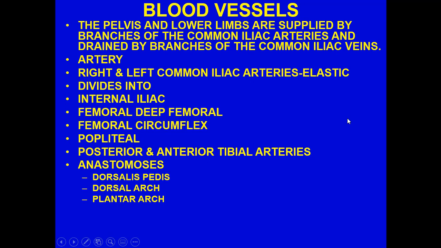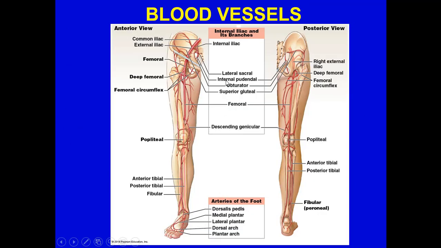The pelvis and lower limbs are supplied by the branches of the common iliac arteries and drained by branches of the common iliac veins. The arteries: right and left common iliac arteries. They're elastic. They have to be because they take a lot of variations in pressure. But these are divided into internal iliac, femoral, deep femoral, femoral circumflex, popliteal, posterior and anterior tibial arteries, and then the anastomosis is around the dorsalis pedis and the dorsal arch and the plantar arch, as you see right here.